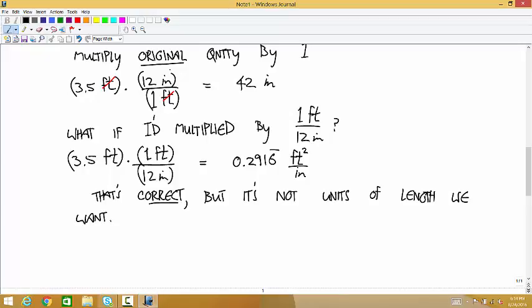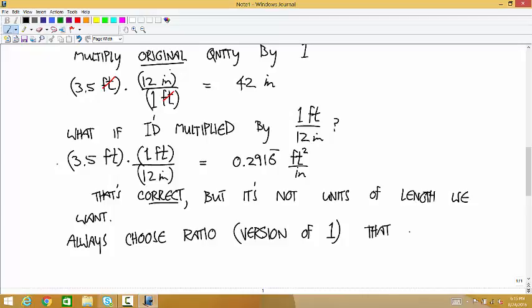So what you want to do is you always want to multiply by the ratio that makes the unwanted units cancel. Okay? So always choose the ratio. And remember, each of these ratios is like a version of the number 1 that cancels the unwanted units.